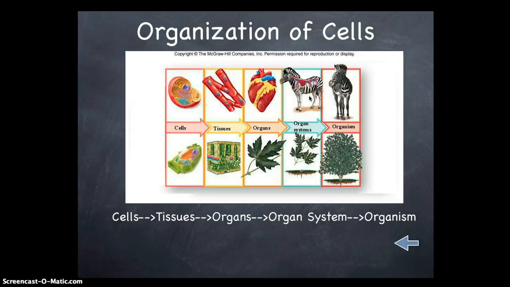And the circulatory system will join up with other body systems, like the digestive system and the nervous system, and so on and so forth, to make a whole organism. In this case, it's a zebra.